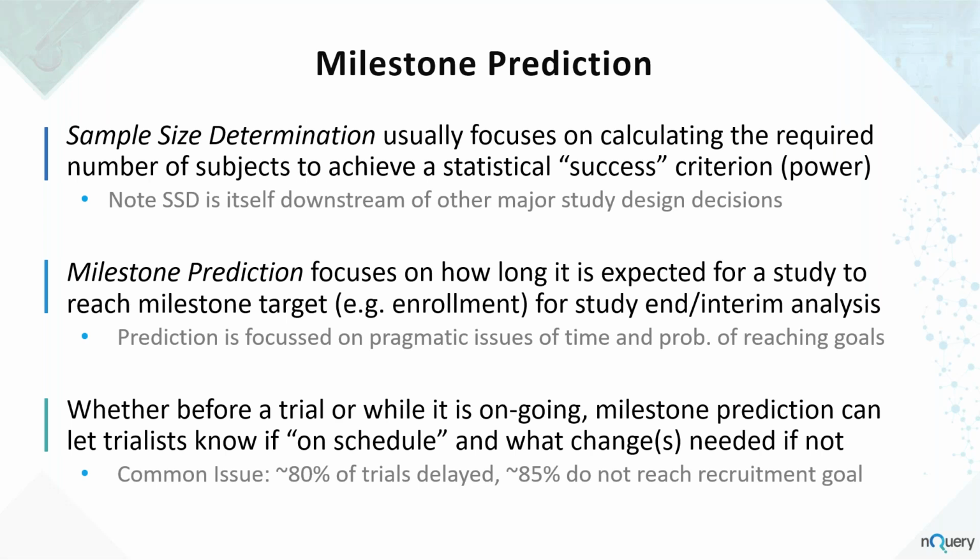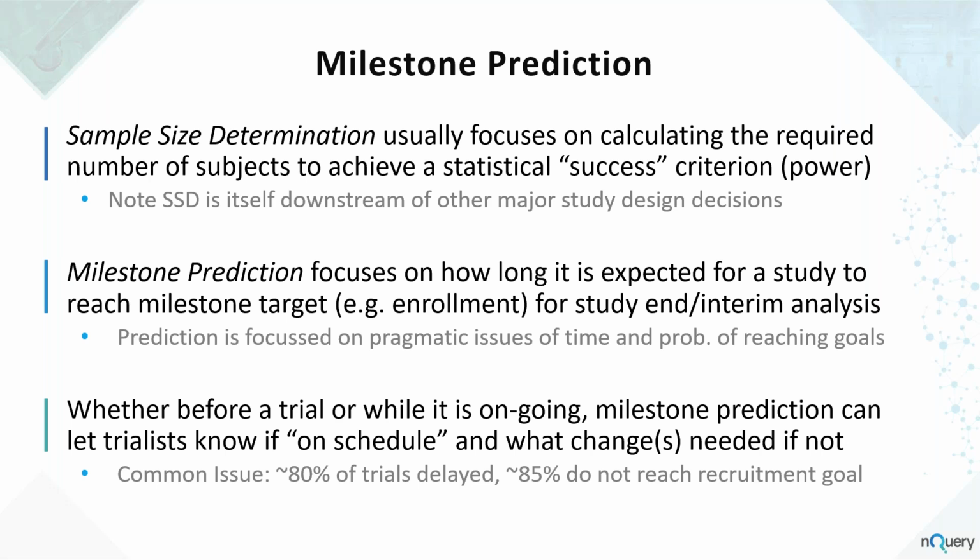But of course, we're generally more concerned with the opposite problem, which is when a trial is behind schedule, and that's an incredibly common issue in most clinical trials, where 80% of trials end up being delayed, and 85% fail to even reach their recruitment goals in the first place. So these are significant issues that affect real trials, and therefore having an early warning system that would let you know that something is a concern, based on where things have gone so far, is important.